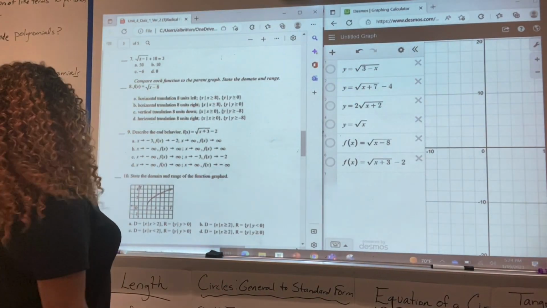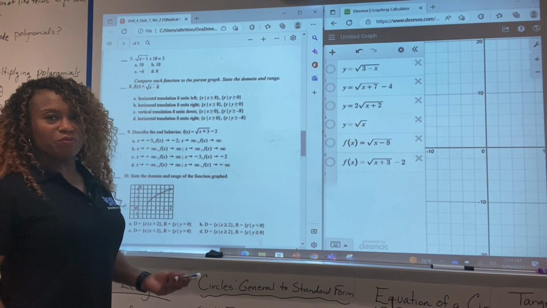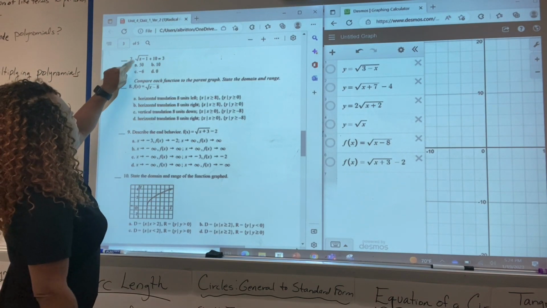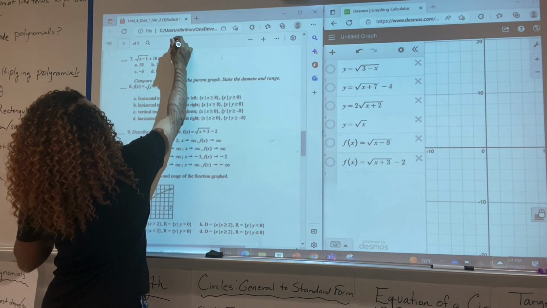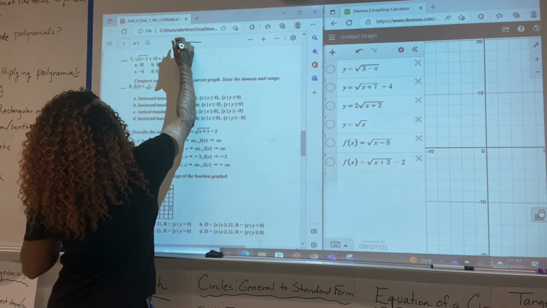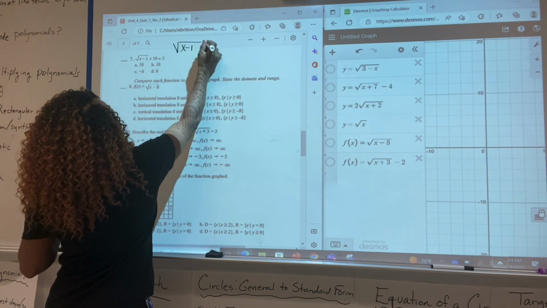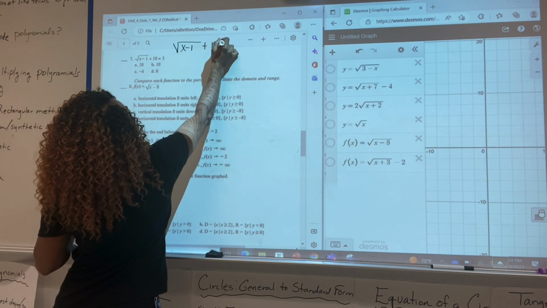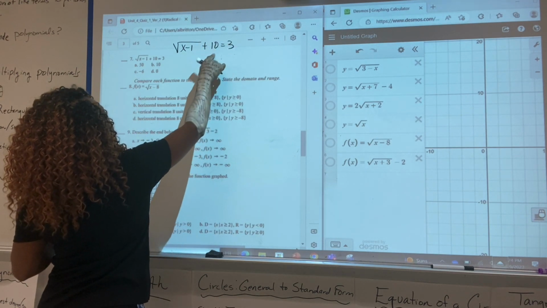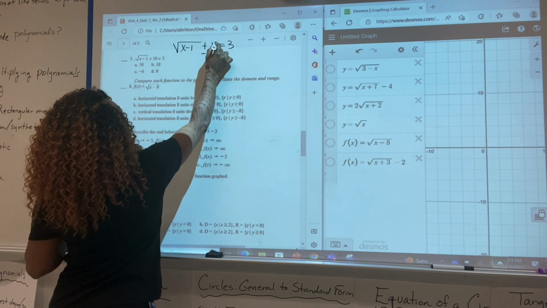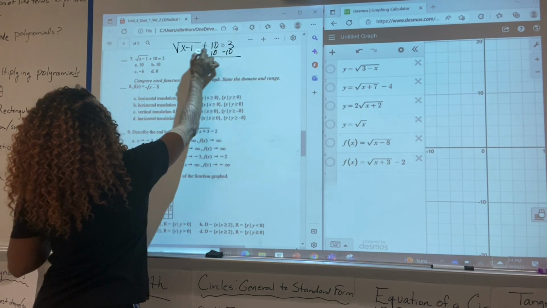All right, let's take a look at problem number 7, which is similar to number 6. Again, we have the square root of x minus 1 plus 10 equals 3. So I'm going to rewrite that just to give some space: the square root of x minus 1 plus 10 equals 3. Notice the 10 is a constant that's alone by itself. So let's go ahead and eliminate that one first, and then we'll deal with the radical.